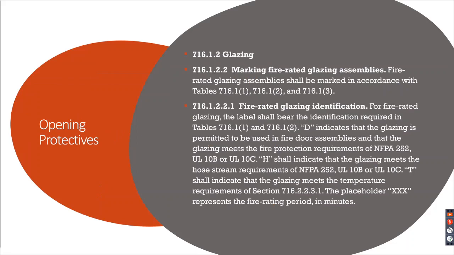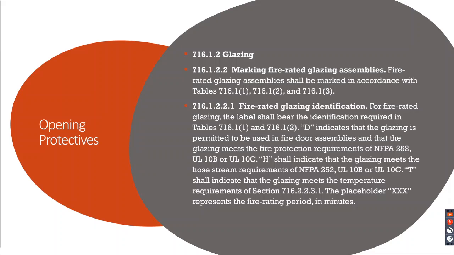And then we'll move on to markings. The fire rated glazing assembly shall be marked in accordance with Table 716.1(1), (2), and (3). For fire rated glazing identification, the label shall bear the identification required in Table 716.1(1) and (2). D indicates that the glazing is permitted to be used in fire door assemblies, and that the glazing meets the fire protection requirements of NFPA 252, UL10B, or 10C. So when you're looking at the table and you see those little letters and wonder what they mean, go to the charging sections and you'll see them explained.